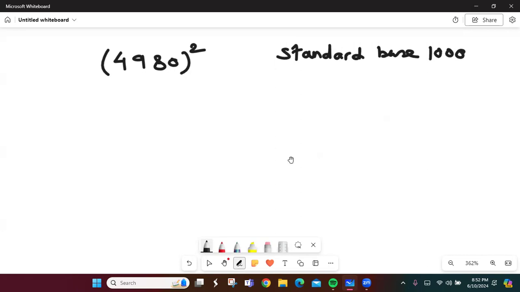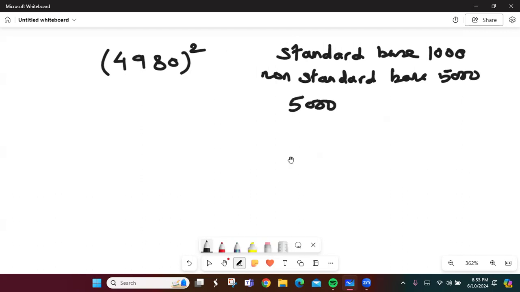Now let us consider a multiple of 1000 that is quite closer to 4,980, and that will be 5,000. And hence I'll take the non-standard base as 5,000, and 5,000, that is the non-standard base, is 5 times 1,000. So the non-standard base is 5 times the standard base.